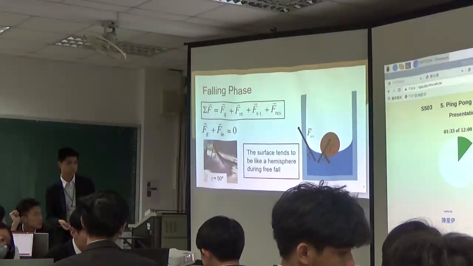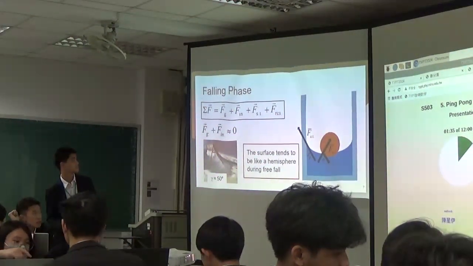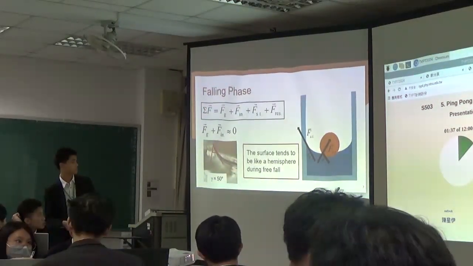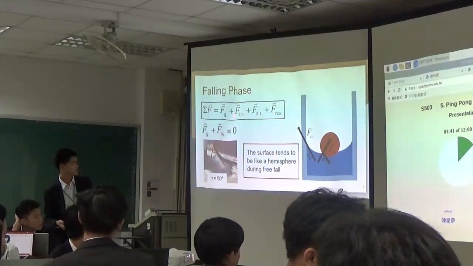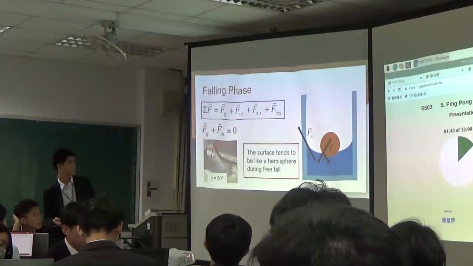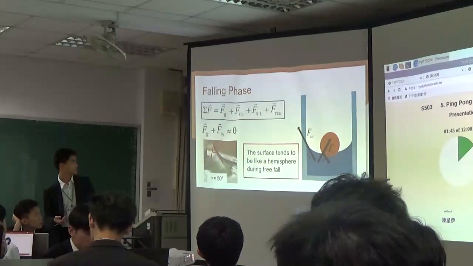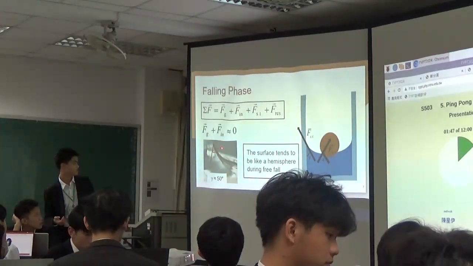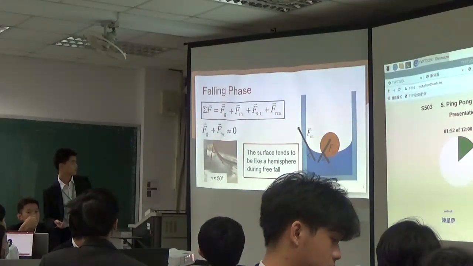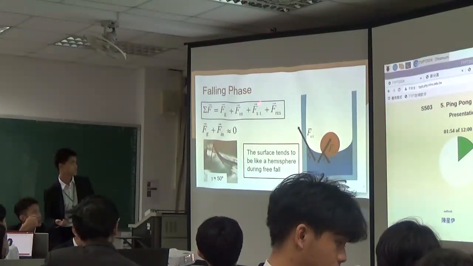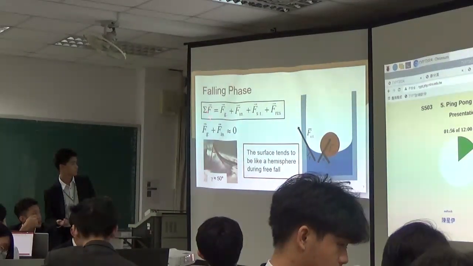Now I'm going to talk about the theory. First is the falling phase. The force equals the gravitational force, the inertial force, the surface tension force and the resistance force. The gravitational force and inertial force cancel out, so it equals 0. So there will be only surface tension and resistance force acting during the falling phase.